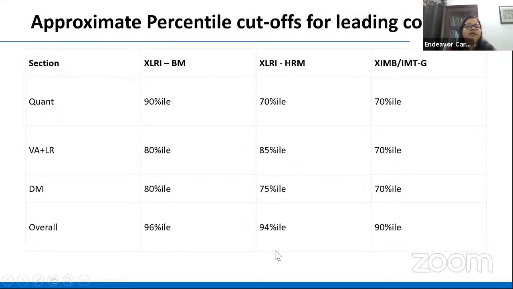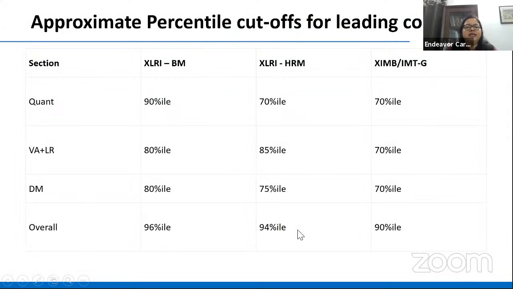XLRI HRM, we've seen the calls being given at as low an overall percentile as 94, and a 90 percentile above is a fitment for you for a host of colleges, starting with XIMB, IMT Ghaziabad, etc., and onwards, a lot of other colleges. So that is the overall percentile that you'll want to target depending on which college you are targeting. Also pay heed to the individual sectional cutoffs.